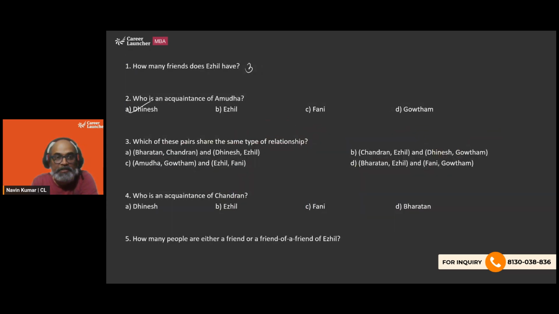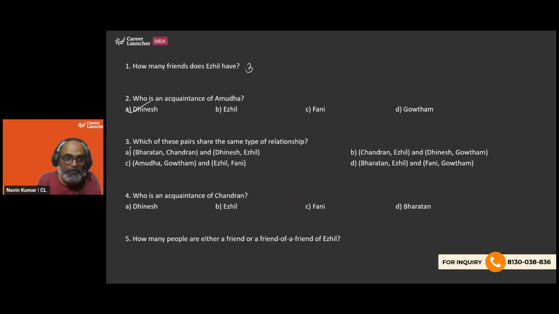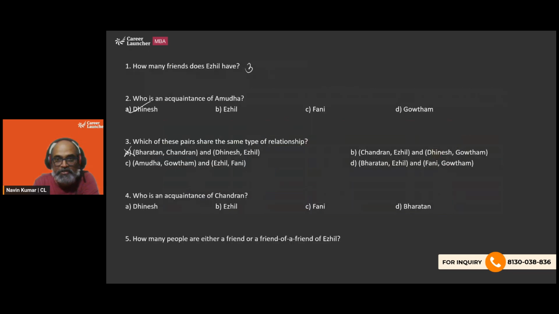Which of these pairs share the same type of relationship? B and C, D and E. So B and C are strangers. D and E are not strangers. So not the first option. Second option, C, E, D, G. C and E are strangers. D and G are not strangers. So not the second option.